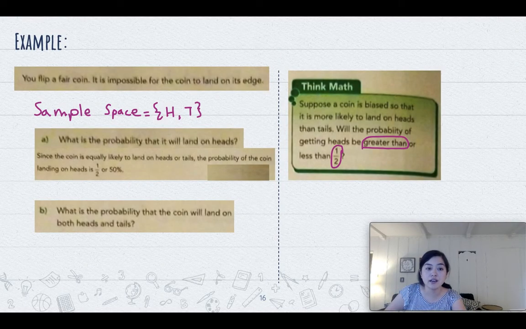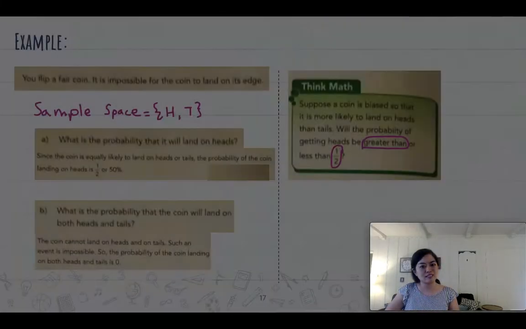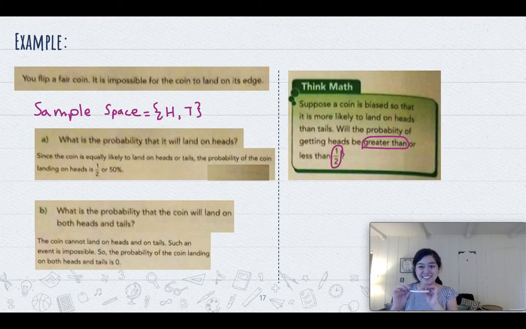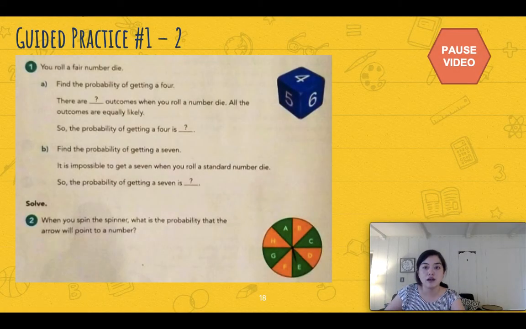Now part B asks, what is the probability that the coin will land on both heads and tails? So you'll be able to see both heads and tails. That's a 0% chance, right? Because it's only one side or the other side and it cannot land on its edge like this. So the probability of a coin landing on both heads and tails is 0. All right, pause the video, try numbers 1 and 2 on your own, and when you're ready, let's check our answers together.